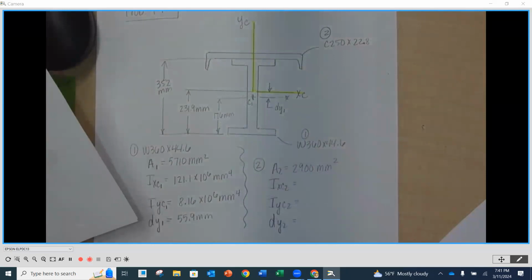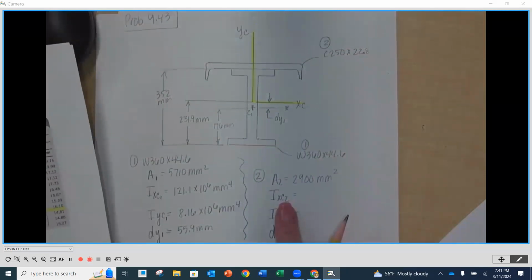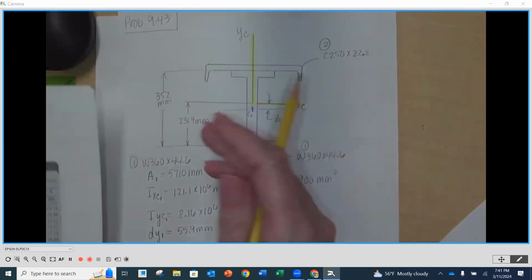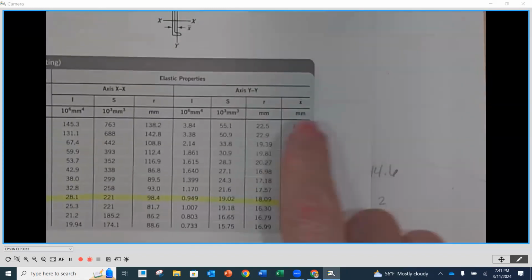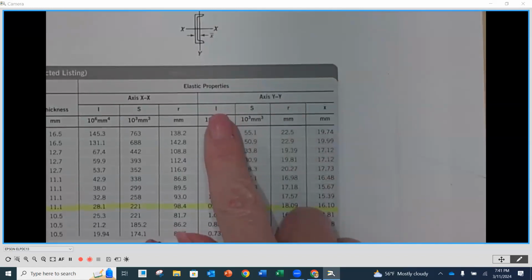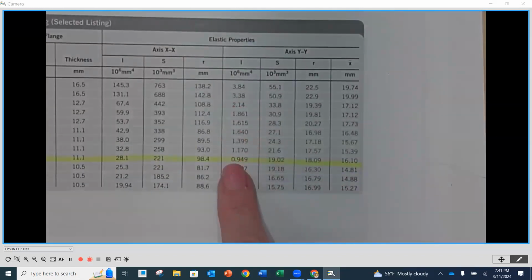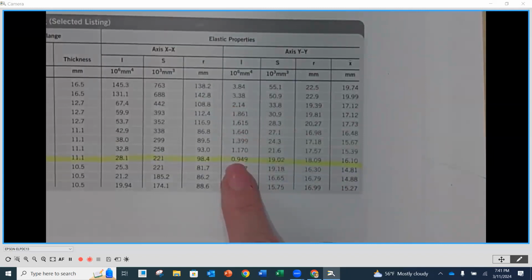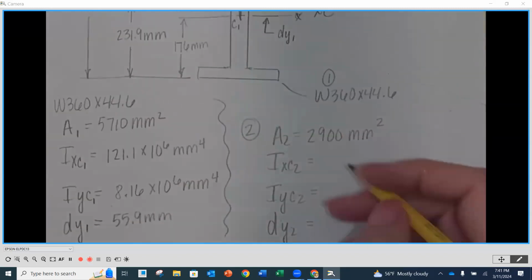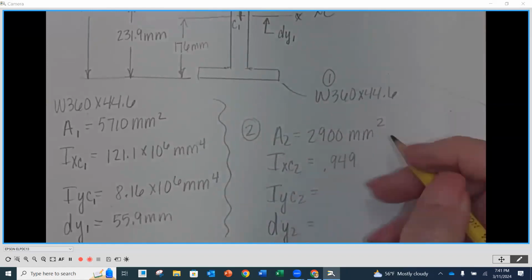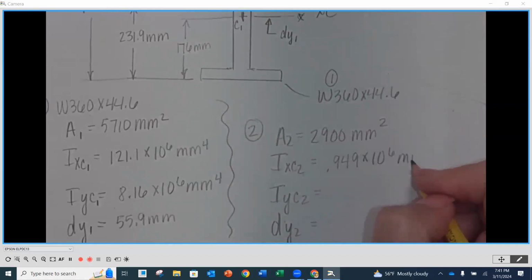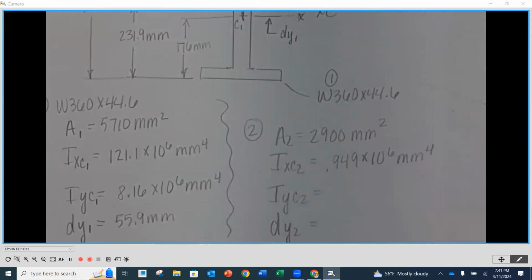Millimeters squared. IXC. So again, because it's parallel to the x-axis, we are going to be on this axis right here. So that means that for us, we need to go down the y column. This is our IXC, which is going to be 0.949 times 10 to the 6th millimeters to the 4th. Okay.